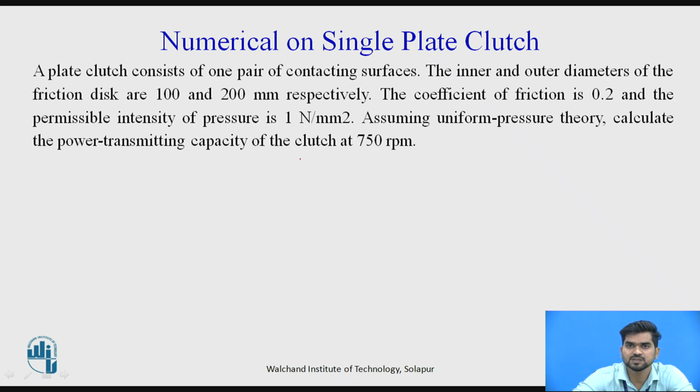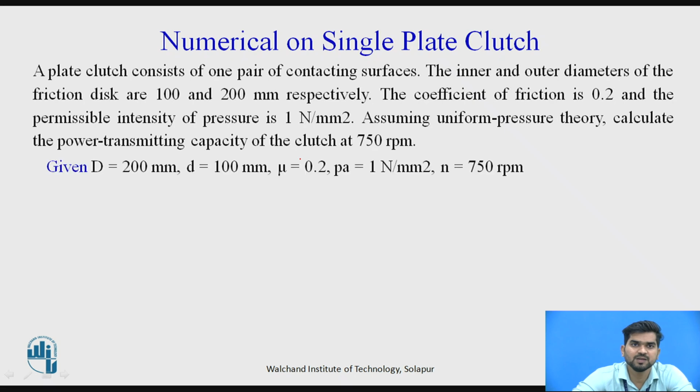The coefficient of friction is 0.2 and the permissible intensity of the pressure is 1 Newton per mm square. Assuming the uniform pressure theory, calculate the power transmitting capacity of the clutch at 750 rpm. So they had given us, you have to assume the uniform pressure theory. So definitely the clutch plate is a new one. So for that purpose only we are using the uniform pressure theory.